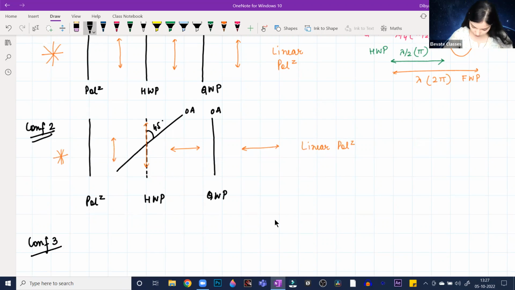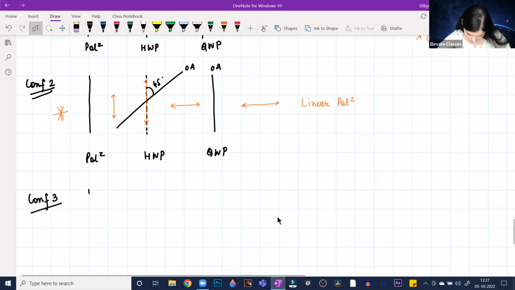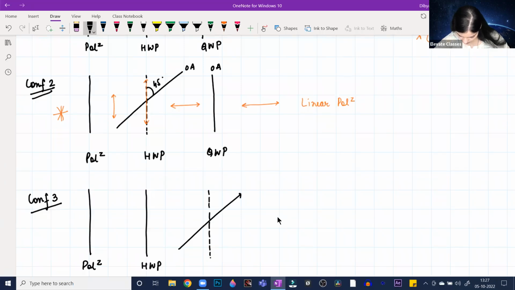Configuration 3 says that I have the polarizer, then I have the half wave plate. They are the same as before. So this is polarizer, this is half wave plate. But now my quarter wave plate I have rotated by 45. So this is now 45, and this is my quarter wave plate.